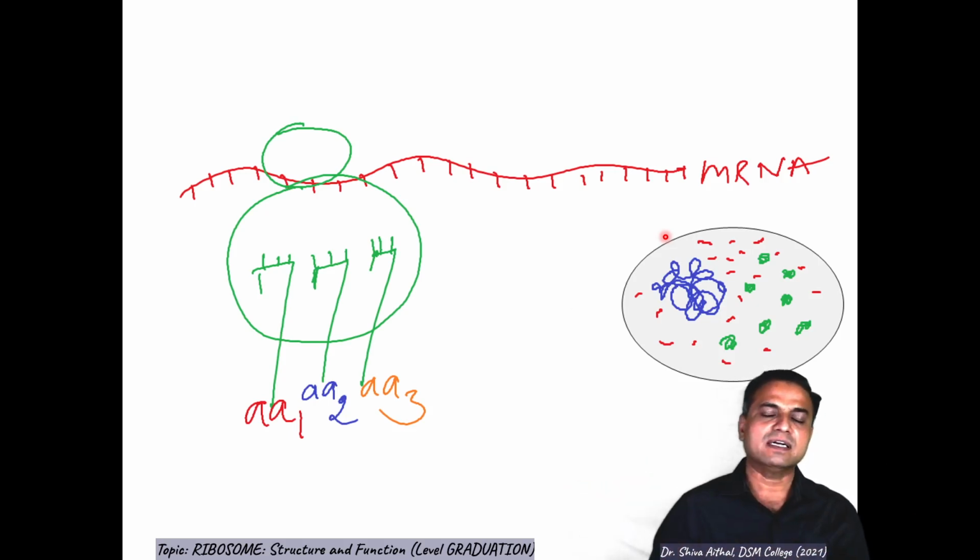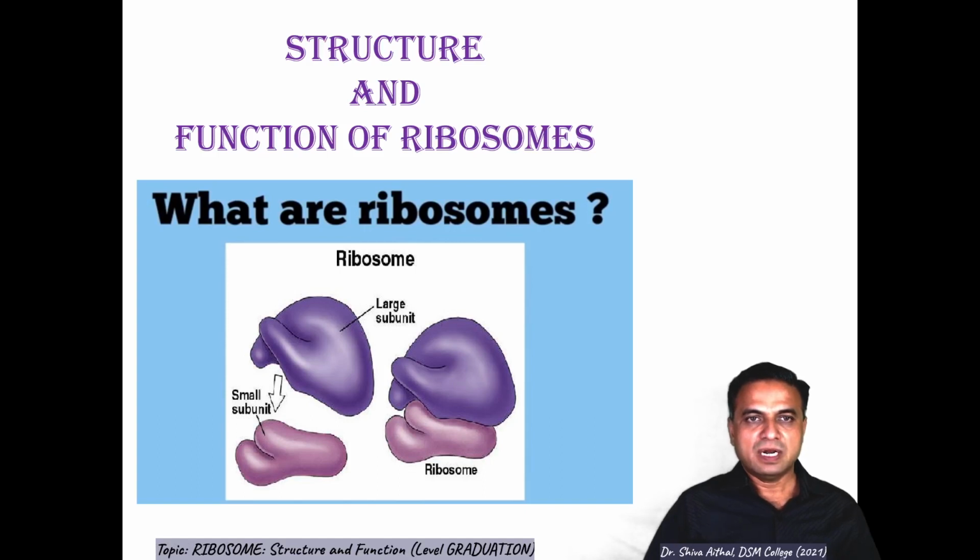So all this is very interesting. Let's see the structure in more detail. Come, let's explore the structure and function of these ribosomes, which are the most important molecules when it comes to protein synthesis. Ribosomes are made up of subunits.